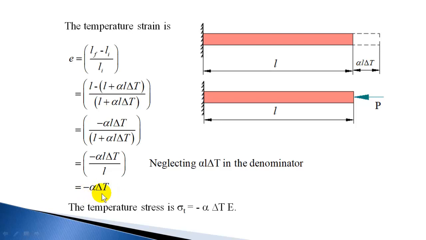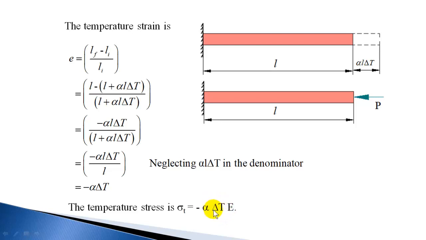Now once the strain is known, from Hooke's law you can write the temperature stress sigma T as strain multiplied by Young's modulus, or you get the temperature stress as minus alpha delta T E. So alpha is the coefficient of linear expansion, delta T is the temperature change, and E is the Young's modulus of the material. So this expression will give the sign convention for the stress also. If you are taking this expression for calculating the stress, it will give the nature of stress also.